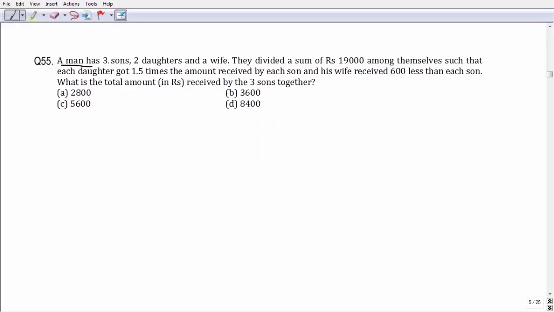It says that a man has 3 sons, 2 daughters and a wife, and they divided a sum of rupees 19,000 among themselves, such that each daughter gets 1.5 times the amount received by each son, and his wife received 600 rupees less than each son. So what will be the total amount received by the three sons is what we have to calculate.